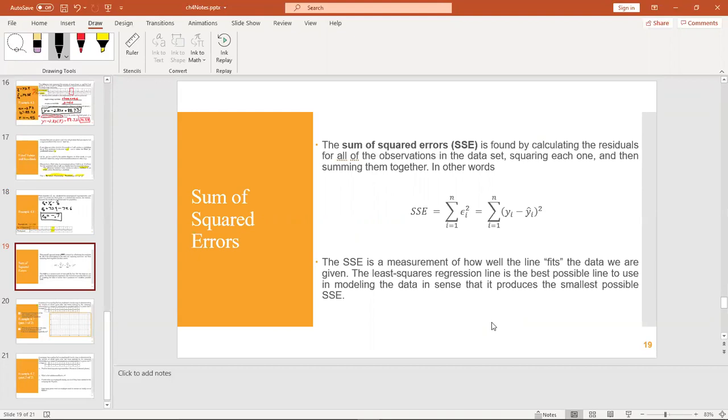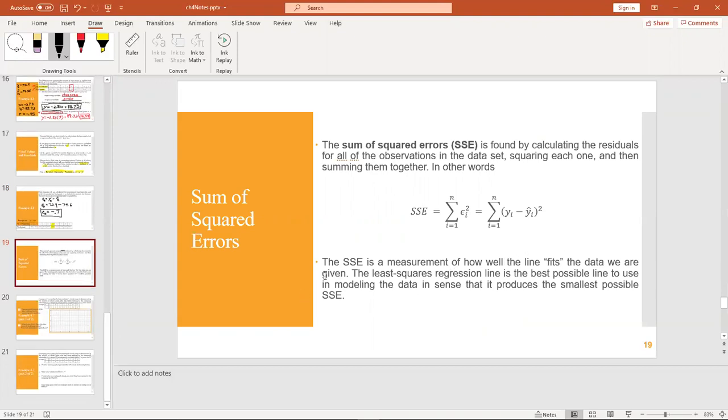So to make everything positive, they square everything. So what you're then trying to do is make the sum of the squared errors as small as possible, and that's what makes a line of best fit. It has the smallest amount of error of all the possible equations that you could get.